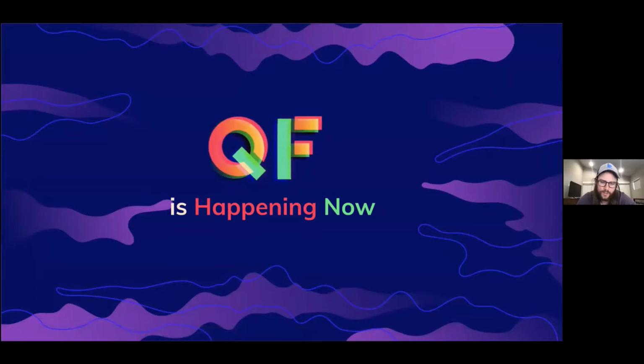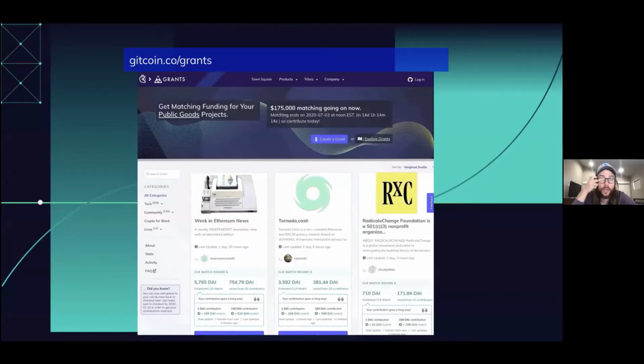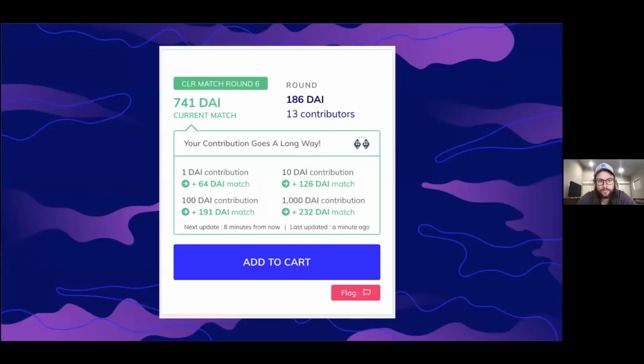So quadratic funding is happening now. This is gitcoin.co/grants. It's basically a crowdfunding platform that allows you to fund different projects in the Ethereum, Filecoin, Cartesi ecosystems, and to pay directly in crypto. The cool thing about quadratic funding, both in theory and in practice on Gitcoin grants, is that a $1 contribution, one DAI, can get a $64 matching.